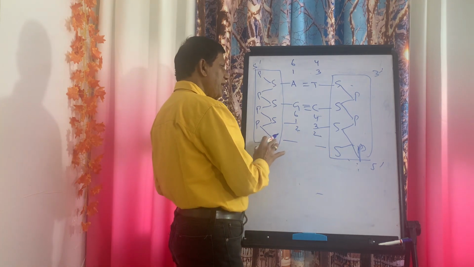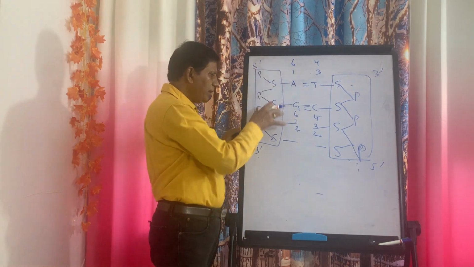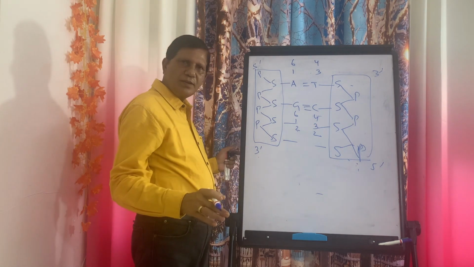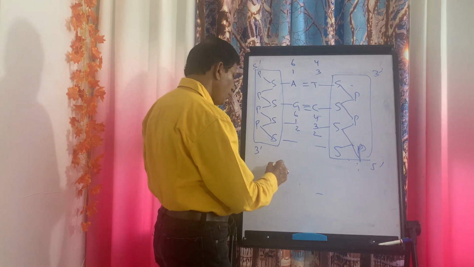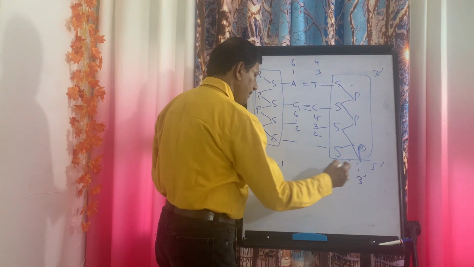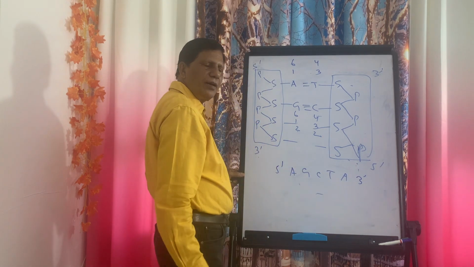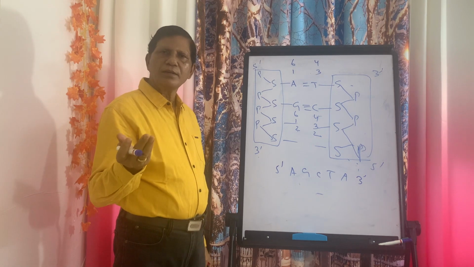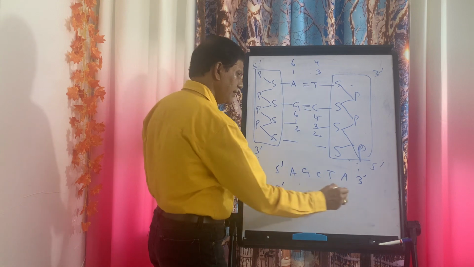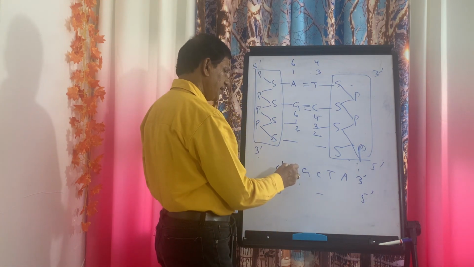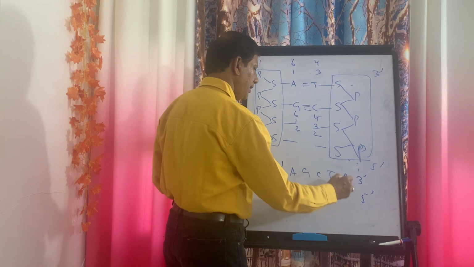So this base pairing confers specificity, and as a result, if the base pairing of one polynucleotide is known to us, the other can be easily predicted. For example, suppose in one strand, from 5' to 3', the nucleotides are A, G, C, T, A, like that. Then what is the sequence in the other? You can easily guess. It will be anti-parallel. So 3', this will be 5'. Here it is A, here it will be T. G, C, C, G, T, A, T.